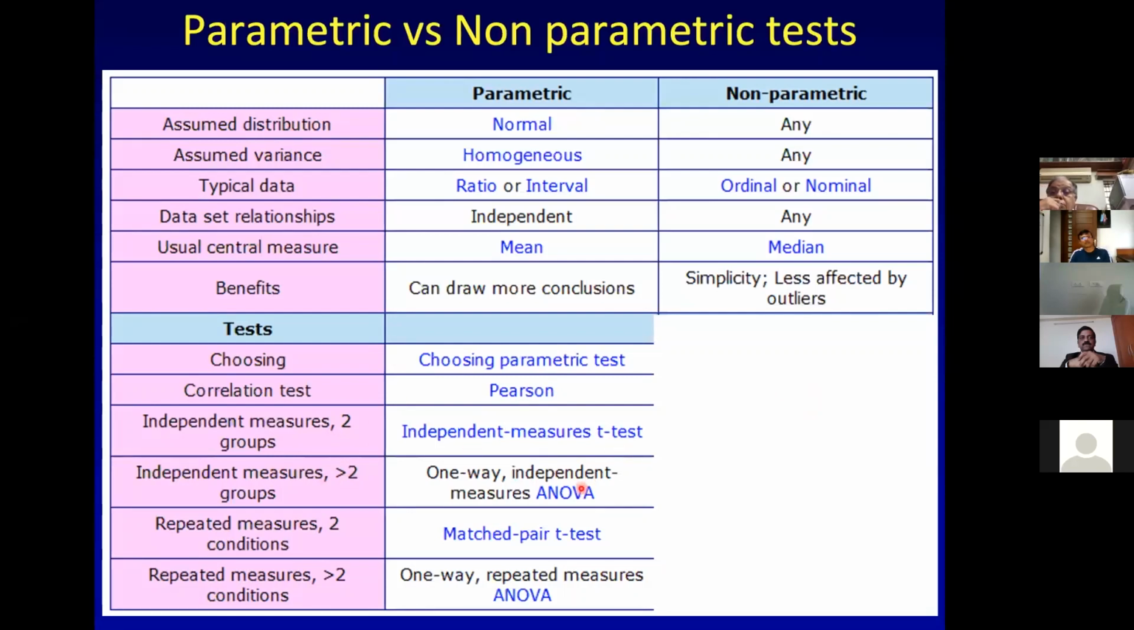We use ANOVA. If it's repeated measures with just two conditions, we use a paired t-test or a matched paired t-test. And if you have more than two conditions, we use either a one-way ANOVA or a repeated measures ANOVA.